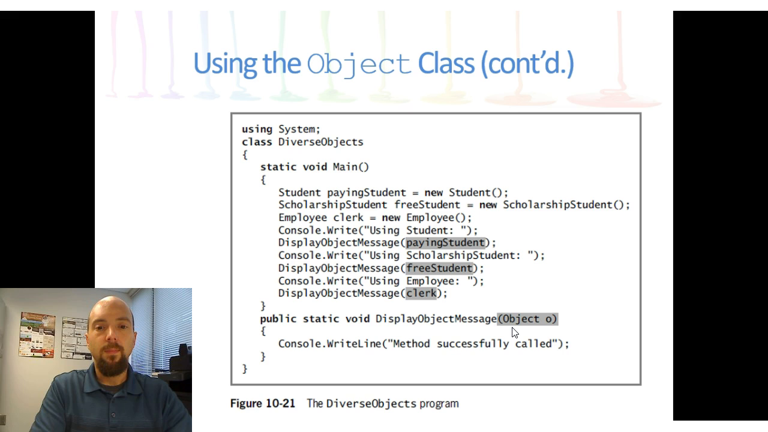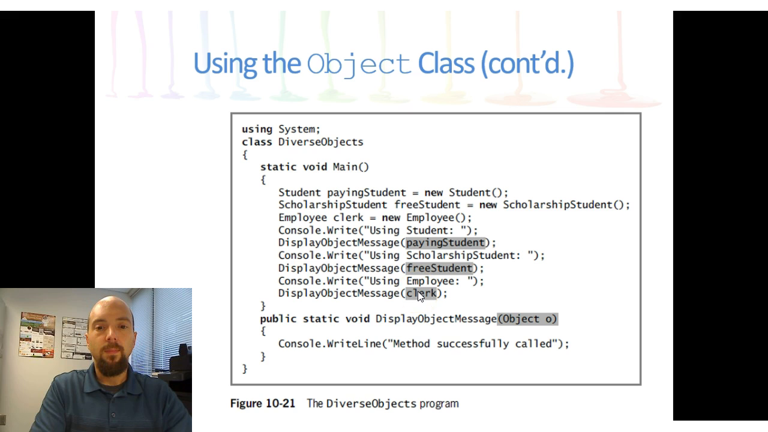So I can always elevate from one level to another. All right, so what we're going to do here is send over different types of objects. Here we have a paying student, which is a type of student. We have a scholarship student, which is a type of scholarship student. And then we have a clerk, which is a type of employee. All right, so we're going to send these.